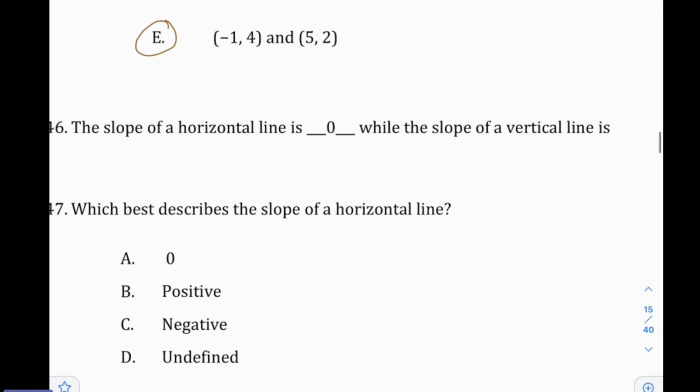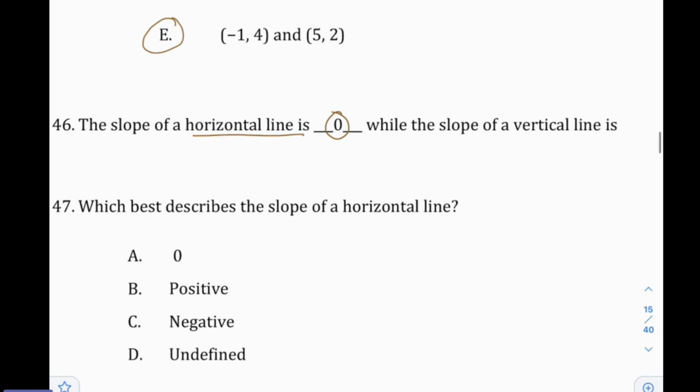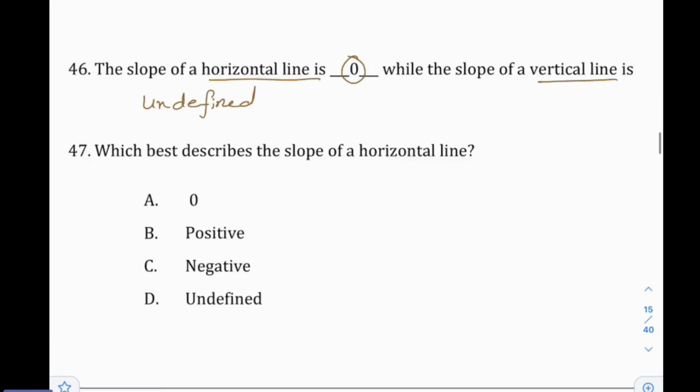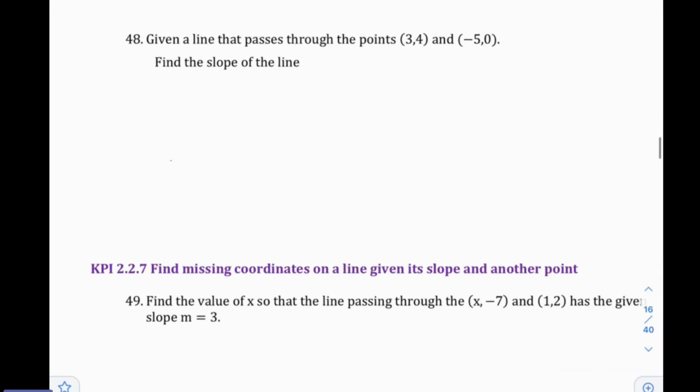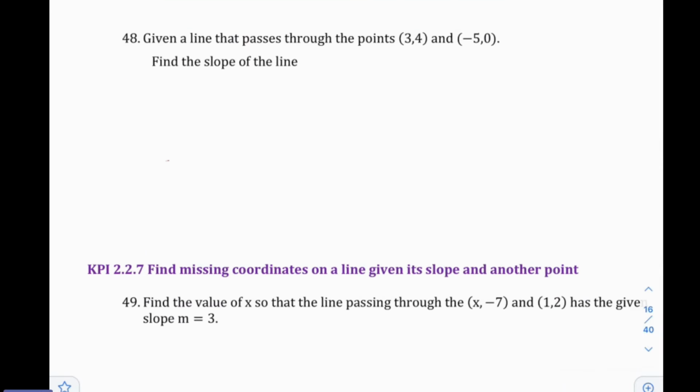The slope of a horizontal line is 0. Yes, we have completed that. It's 0, while the slope of a vertical line is undefined. You should know that. Which best describes the slope of a horizontal line? We just mentioned it's 0. A given line passes through 2 points, find the slope of the line. Easy. Same.